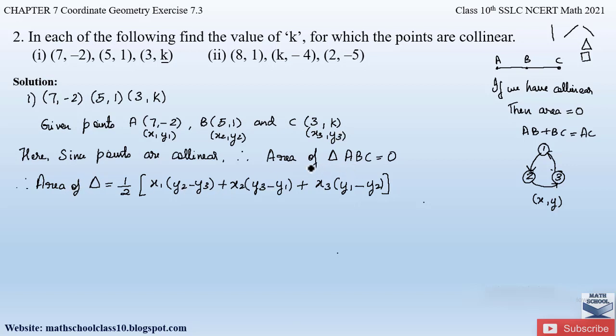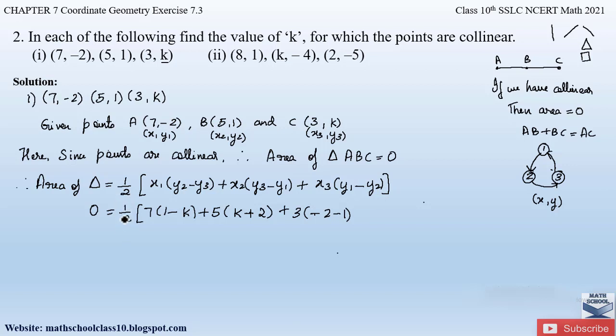Now since we already know that the area of triangle ABC is 0, we will write here area of triangle equal to 0 is equal to half into, what is x1? x1 is 7 into y2, which is 1, minus y3. y3 is k. Plus what is the x2 value again? It is 5 into y3, which is k, minus y1. Here y1 is minus 2, so this minus and minus will become plus 2. Plus the x3 value is 3 again into y1 minus y2. y1 is again minus 2 minus y2, which is 1, right?